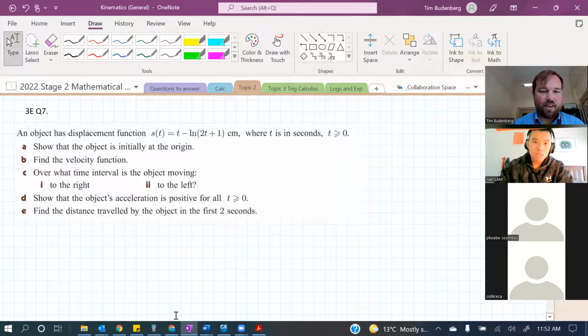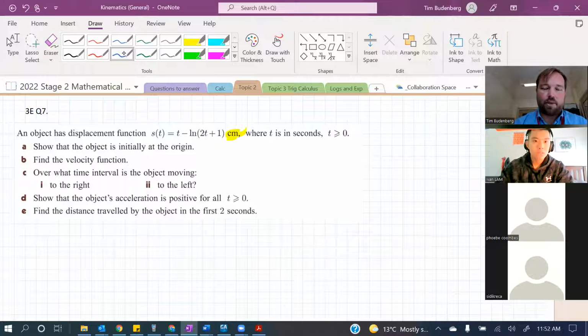All right. Anyway, an awesome place to start with these is graph them. An object has a displacement function s of t equals t minus ln(2t plus 1), where t is in seconds. And note that we're talking centimeters here. Show that the object is initially at the origin.